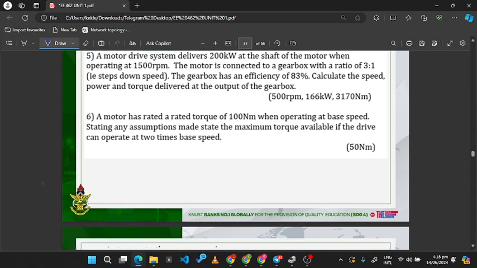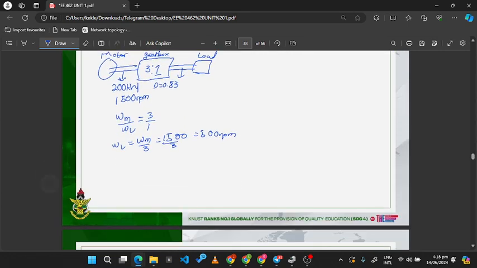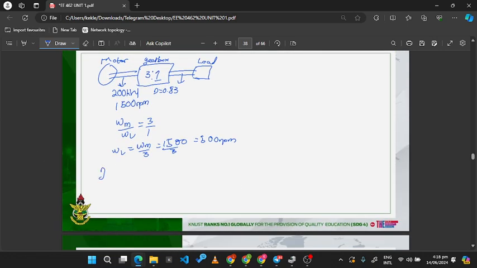Then the output power. Efficiency is the output over input. So our output power will be the efficiency times the input. Our efficiency is 0.83 and the input power is the power delivered by the motor shaft. And that gives us 166 kilowatts.